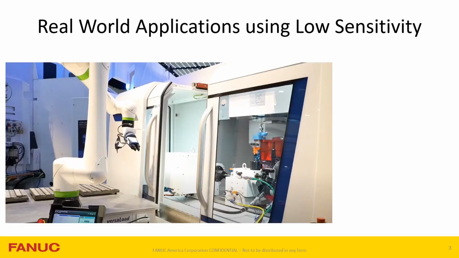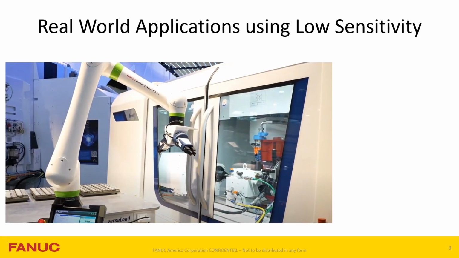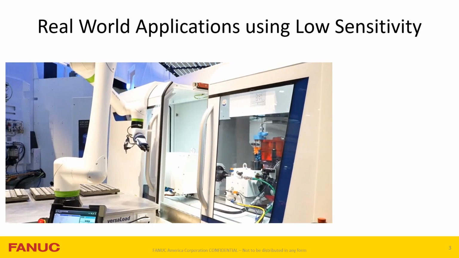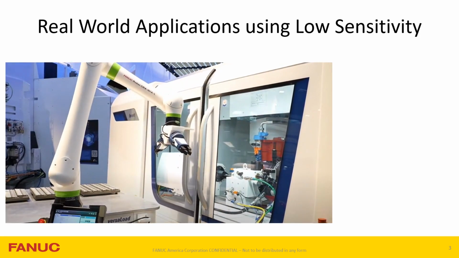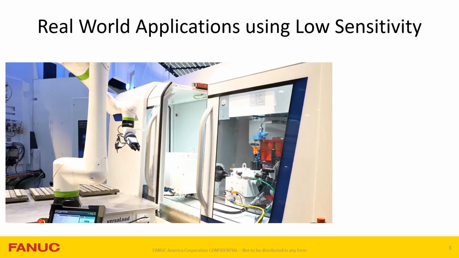Shown is a short video example of an application where you may see or use low sensitivity. Sliding CNC doors requires overcoming initial friction forces. These forces may cause the robot to fault out on normal sensitivity, but if the low sensitivity icon instruction is used, then it will allow the robot to slide the CNC door without an issue and overcome these friction forces.